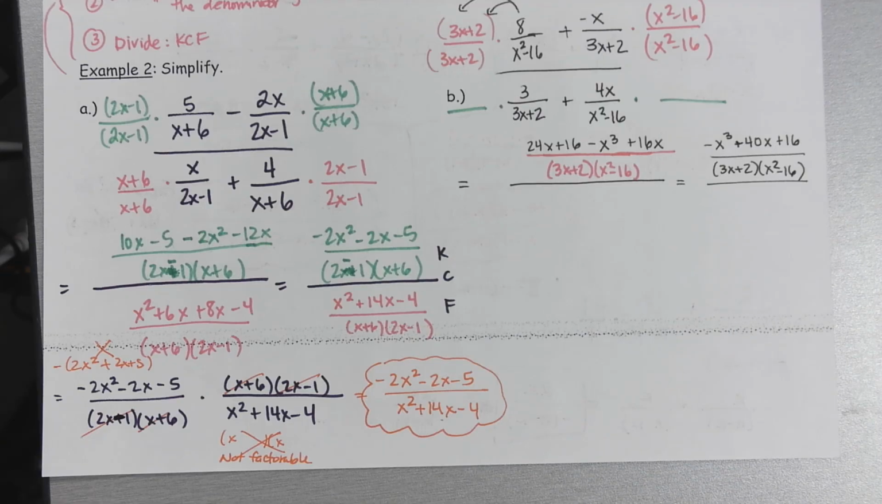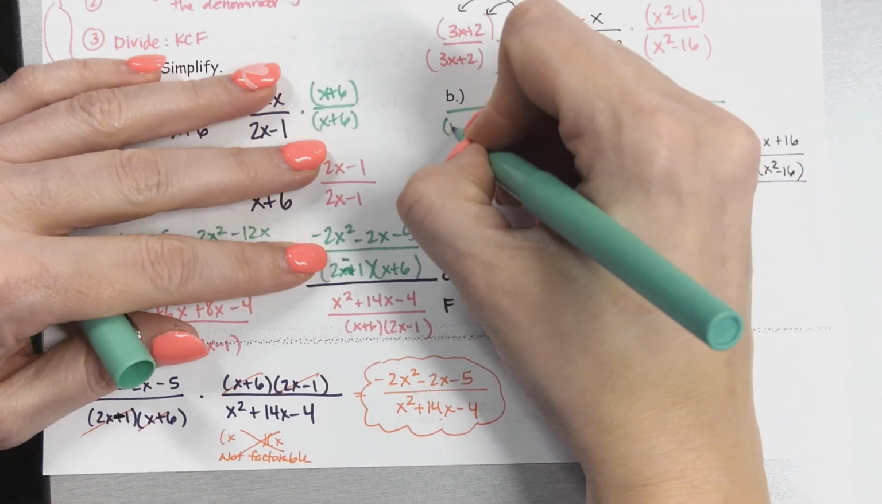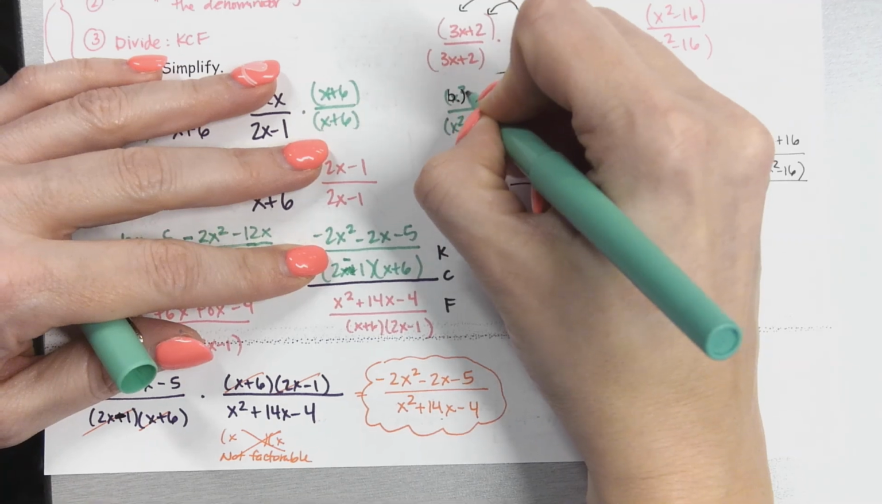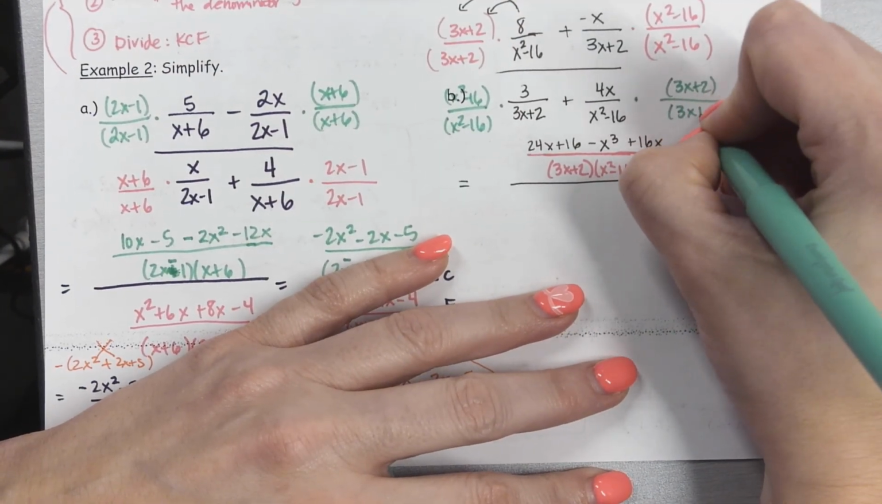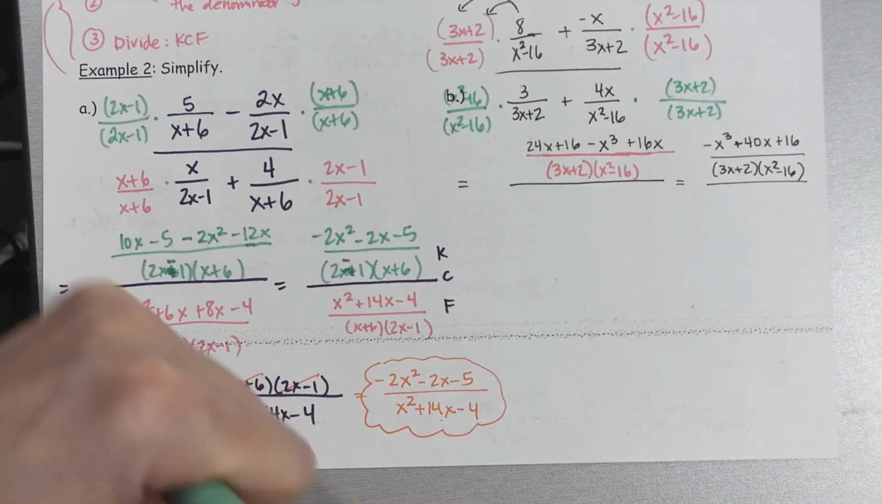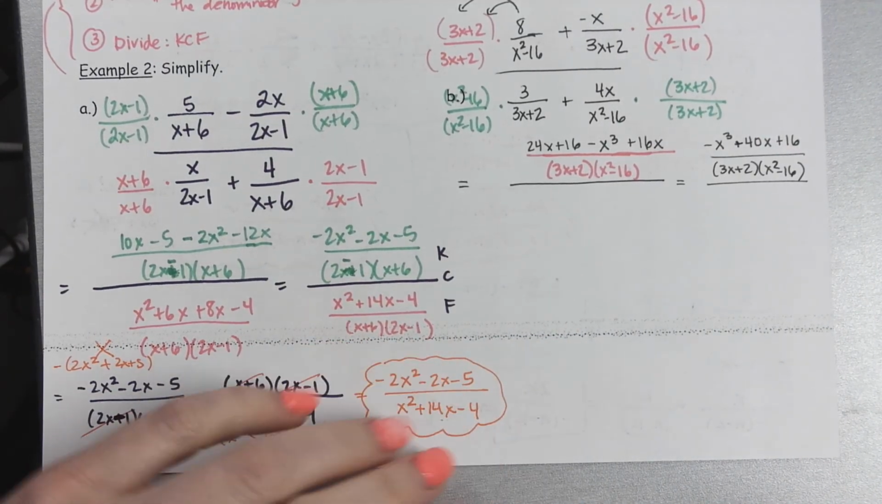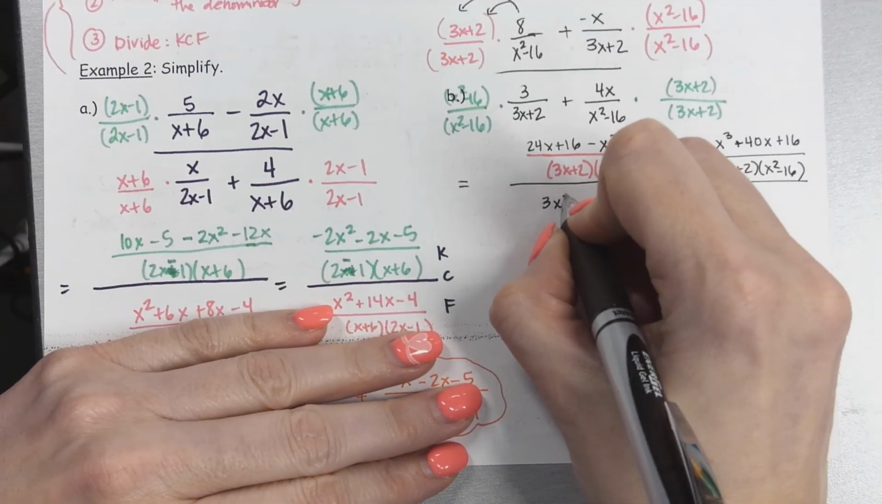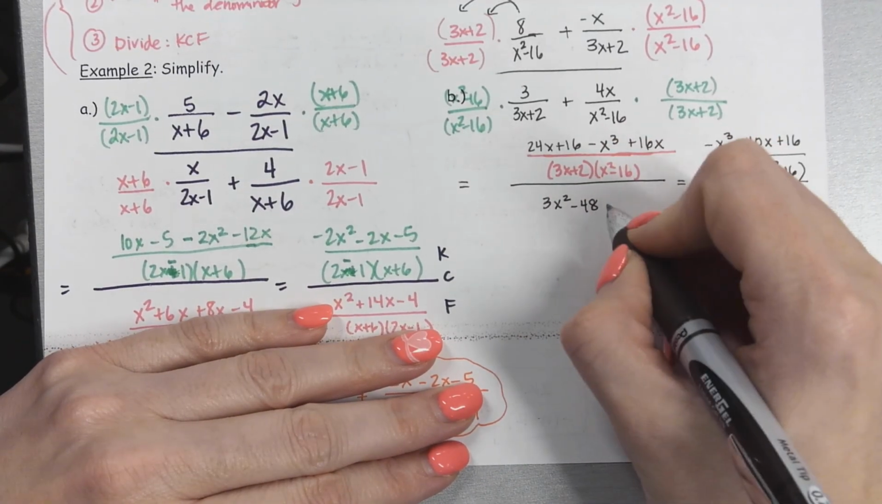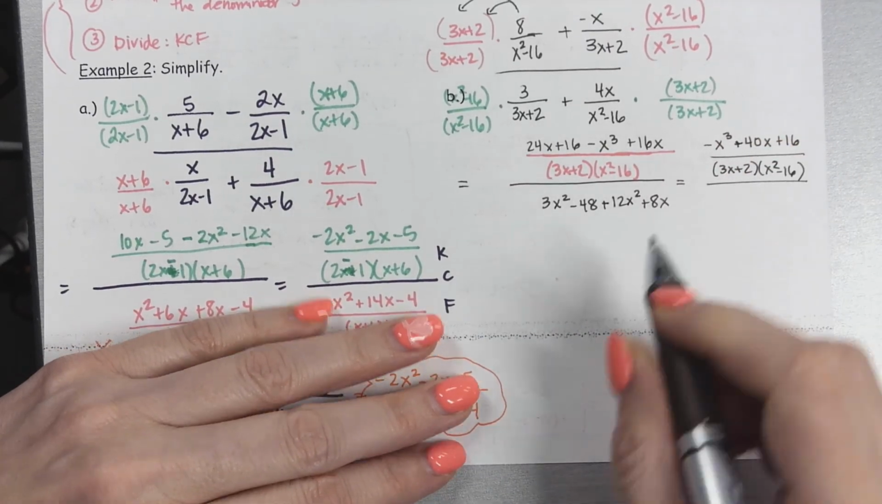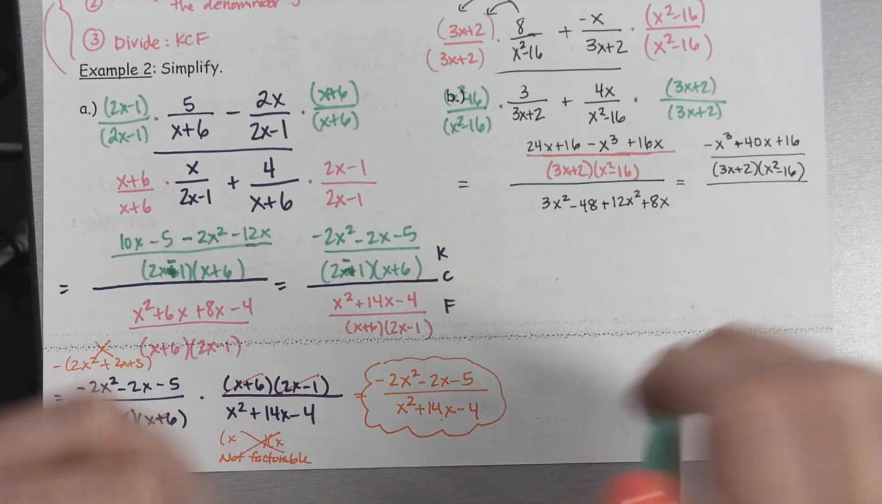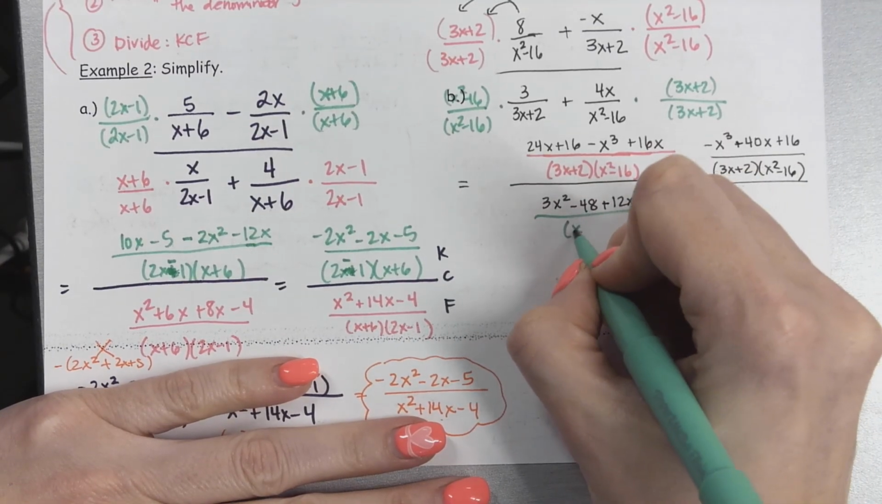Okay, so the denominator was very similar to the numerator. So all we had to do here is multiply x squared minus 16 and 3x plus 2. Okay, so when you distribute, you got 3x cubed minus 48x plus 12x squared minus 32. Any issues with that distribution?